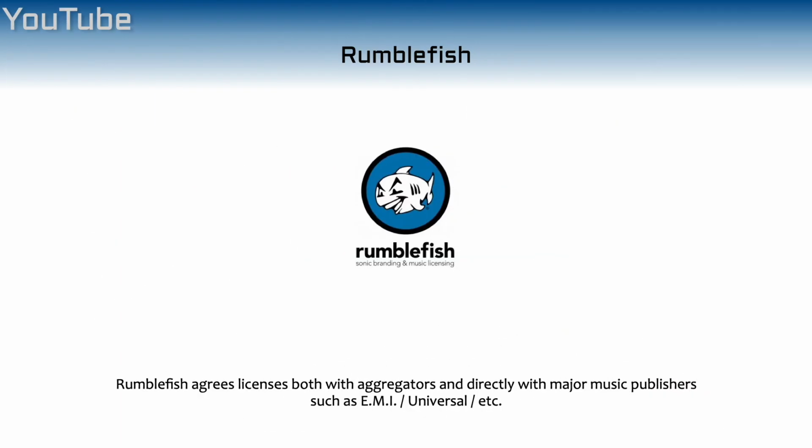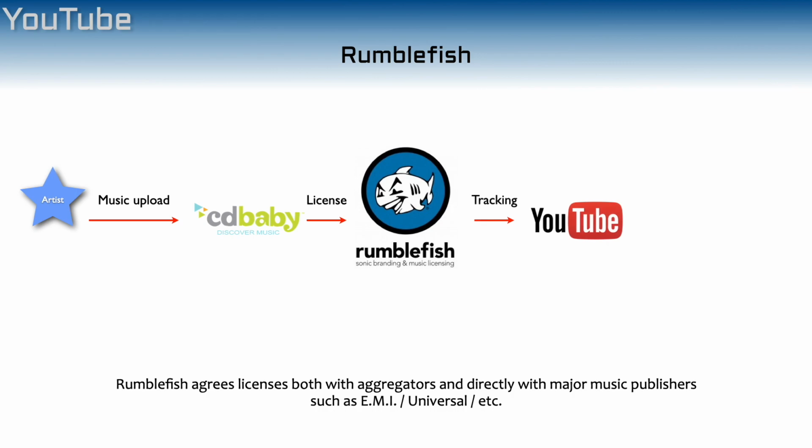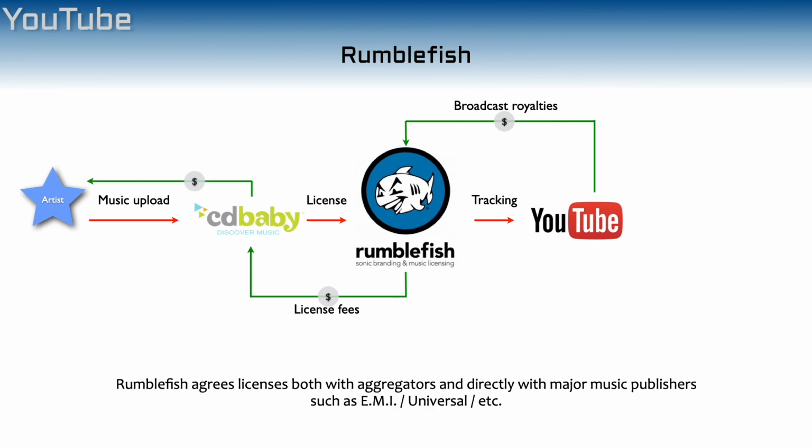So how does it work? Well, Rumblefish agrees licenses both with aggregators, like CD Baby for example, and directly with major music publishers such as EMI and Universal. Rumblefish then track any usage of the licenses they have granted on YouTube, Vimeo or whoever, and they also collect the broadcast royalties which they feed back to the aggregator, who eventually pays that back to you.